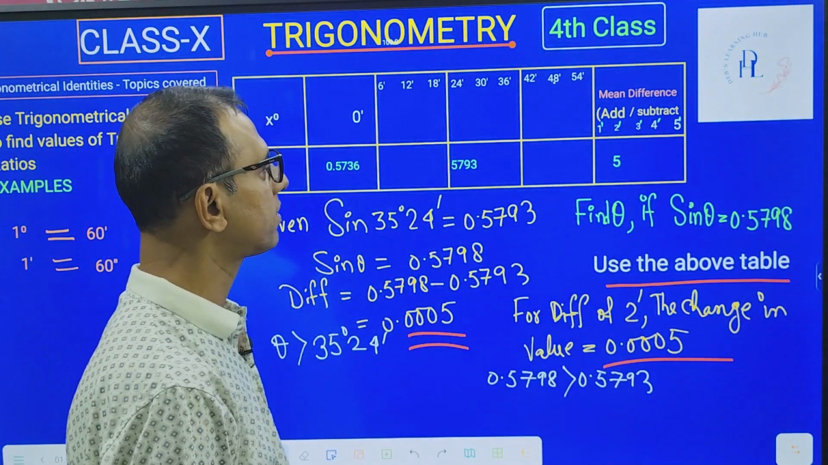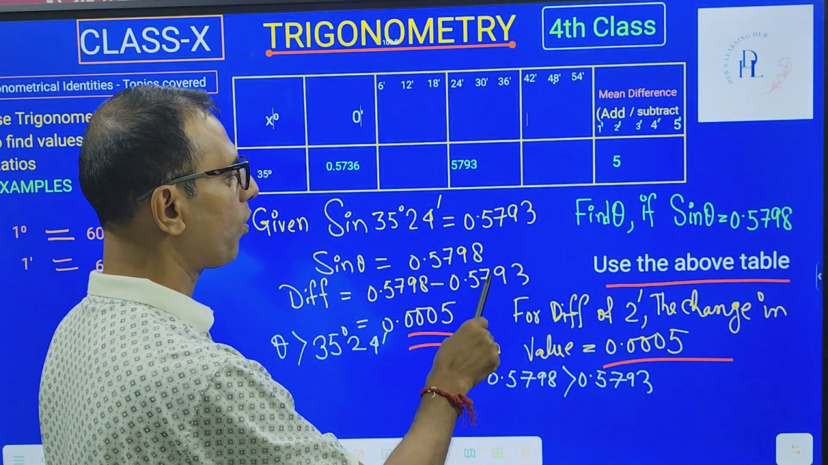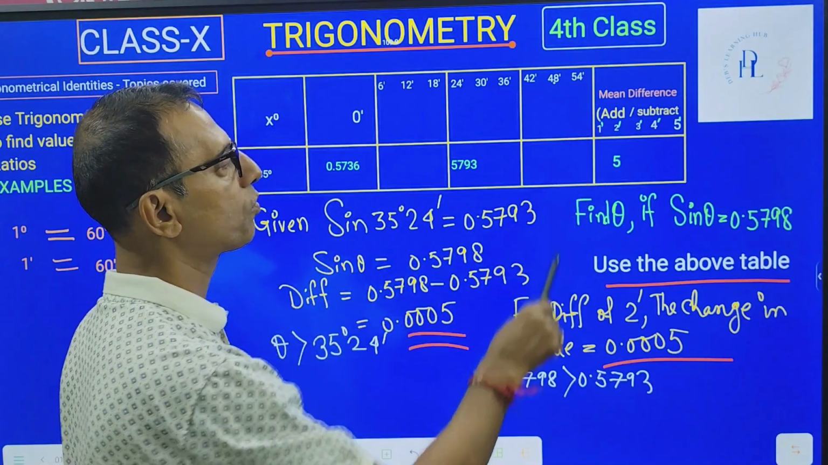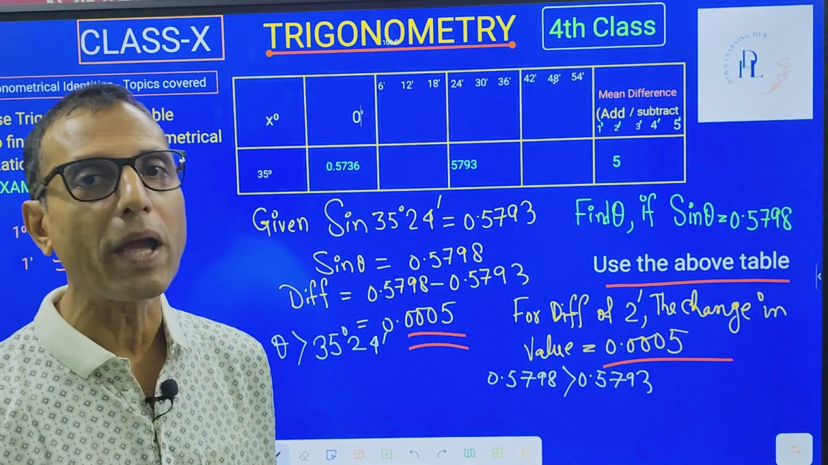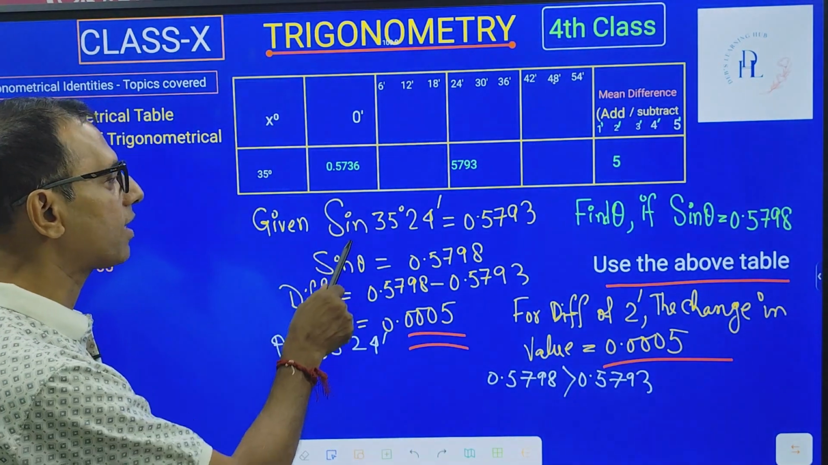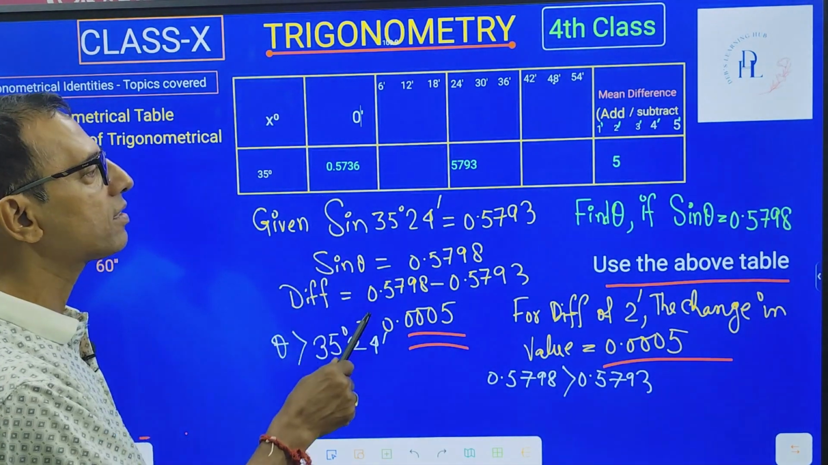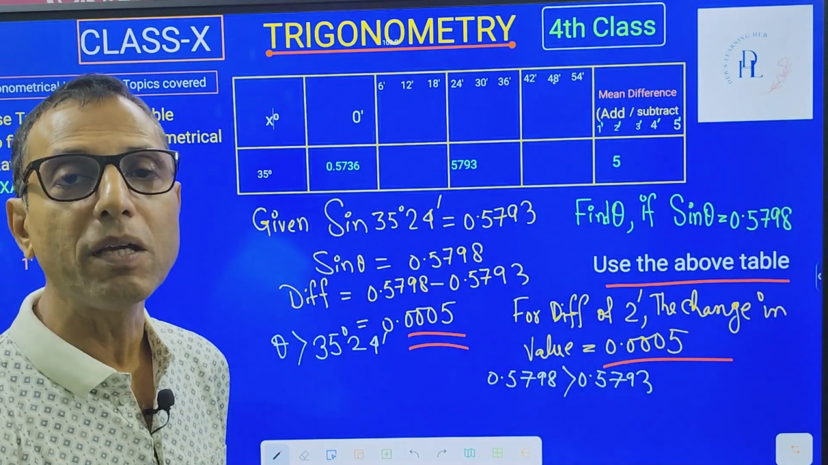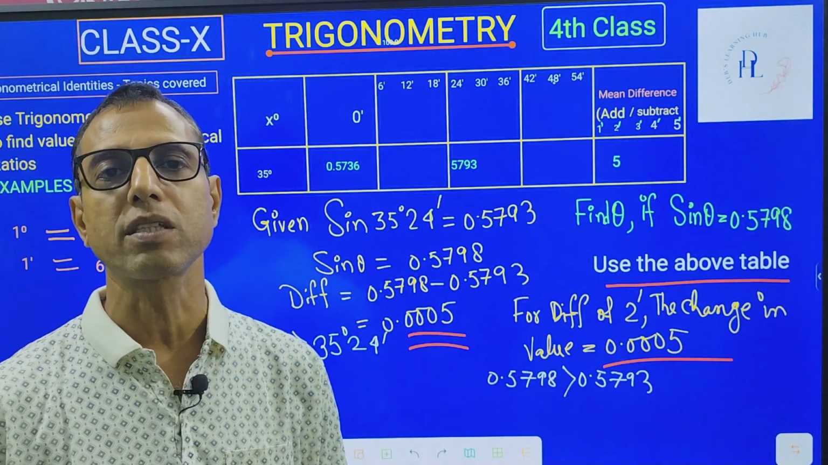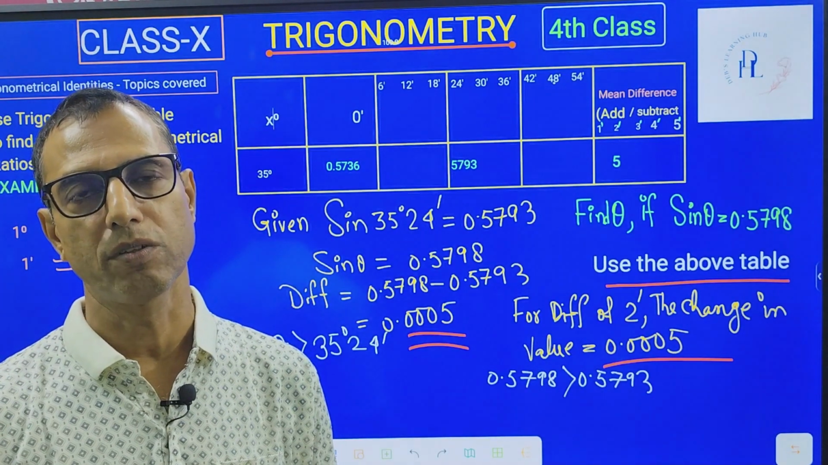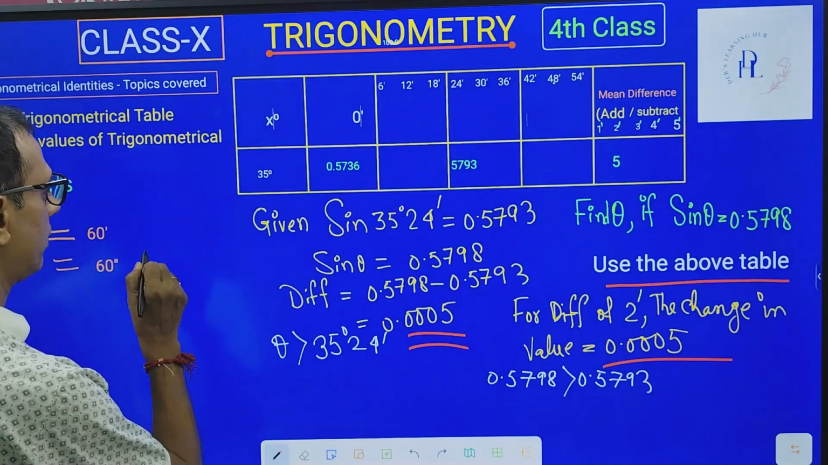If the entire row is given, then from here you need to find out which value is matching. 0.0005 means it is for 2 minutes. The value is matching. That means the difference is 2 minutes. So then, do you add or subtract that difference? Since it's the sine trigonometrical ratio, you need to add those 2 minutes, because for sine, the more the value of the angle, the more the value of the sine ratio. Right? So for the earlier problem, we added the values. Here we will add the angle.